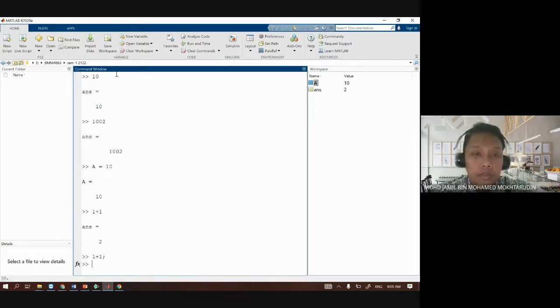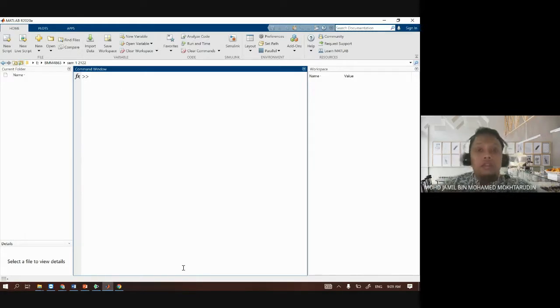Sometimes you feel serabut. Okay, macam banyaknya code kat sini, nak anak panah ni dekat atas balik. And then dekat workspace ni pun banyak lah. Boleh tak delete? So you can write clear and enter. So clear, we clear the workspace. And you can write CLC to clear the command window. Okay, so you have clear and CLC.